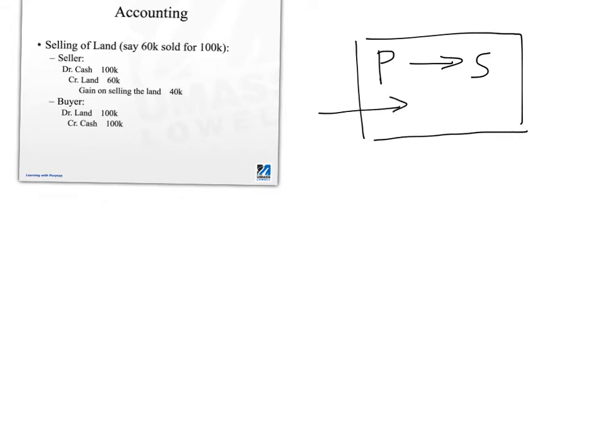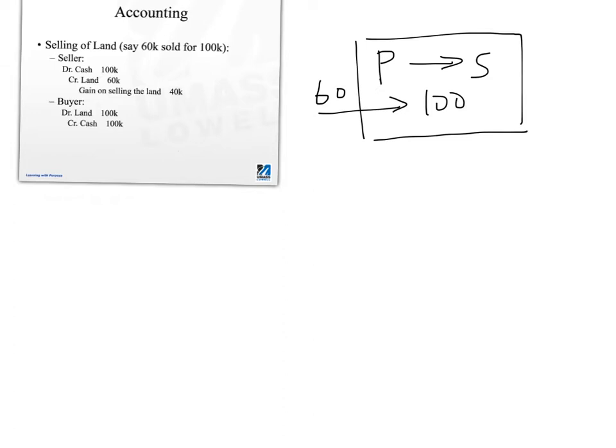Okay, so let's look at the parent and the sub. Let's assume parent sold to the sub. The direction doesn't really matter right now because I'm just going to illustrate the unrealized gain part. So the $60,000 land sold for $100,000, but it didn't get sold out to the outsiders. So there's not really a transaction that happens from the group's point of view.